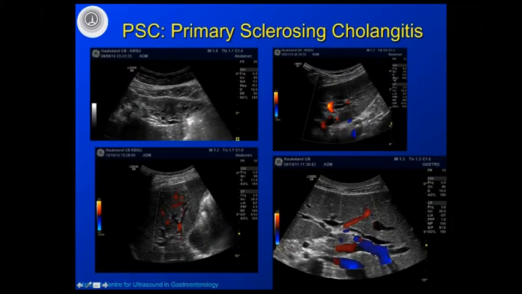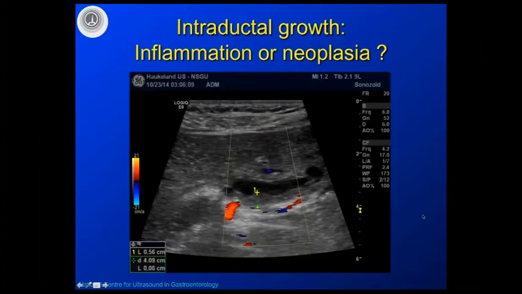Finally, a few words about primary sclerosing cholangitis, a chronic liver disease often seen in patients with ulcerative colitis and Crohn's disease, which leads to bile duct inflammation and progressive fibrosis of the liver. Typically, you may see dilated bile ducts like this and like here. And in some patients where the disease is progressing, you may also see intraductal growth.